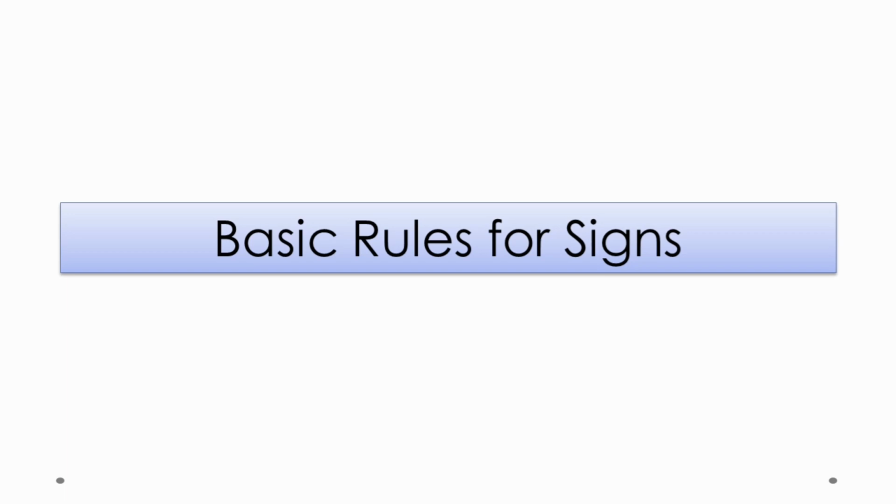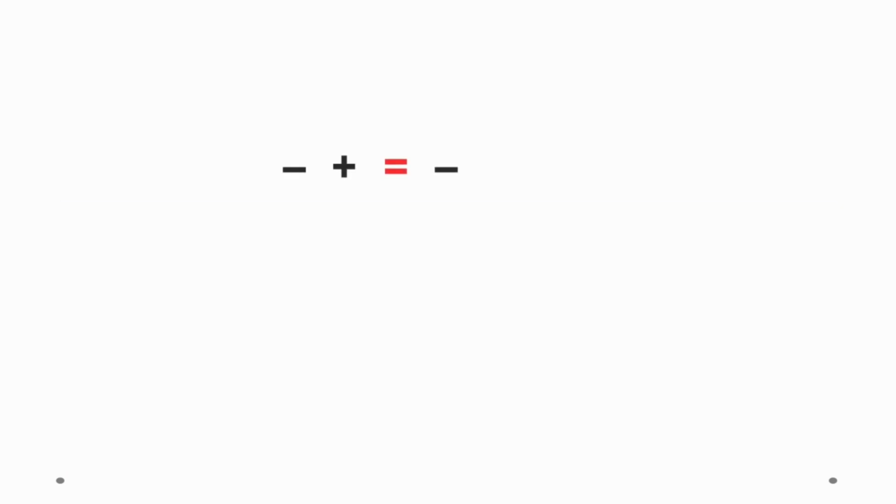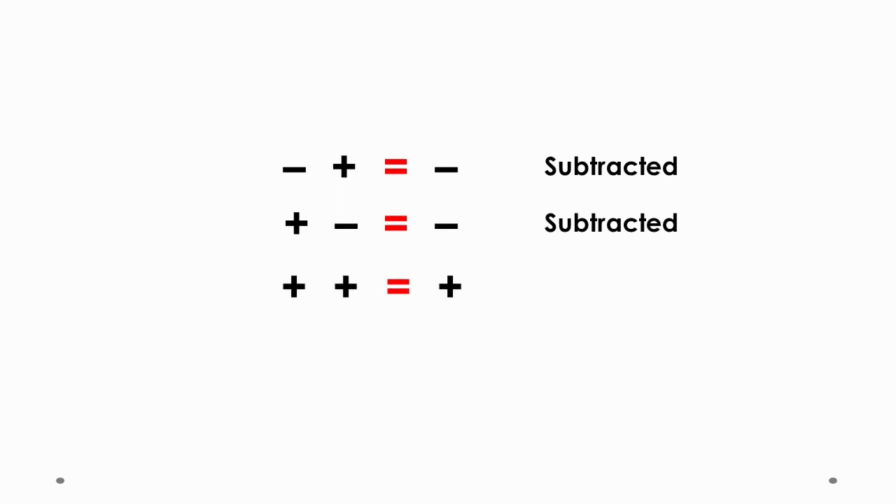Before wrapping up, let's understand some basic rules of signs. If the first integer is negative and second integer is positive, then in that case, integers are subtracted. If the first integer is positive and second integer is negative, then also the integers are subtracted. If first and second both the integers are positive, then the integers are added. If first and second both the integers are negative, then also the integers are added.